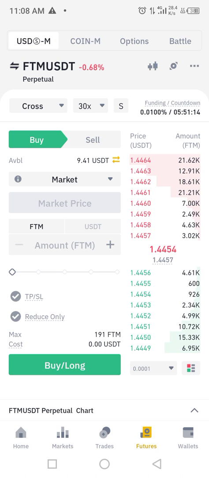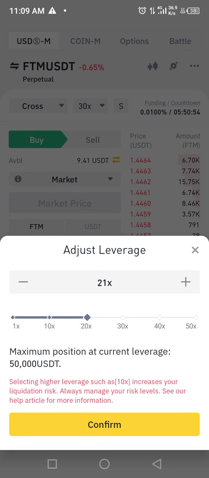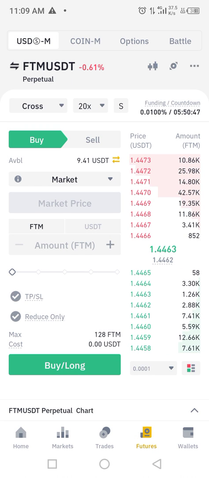So if I use this 30x leverage, this means that my balance will be multiplied 30 times to open a position. I don't actually have 30 times of this money, but by using this leverage, the futures will amplify my position size to 30x. If I use 20x, it will be amplified 20 times. You understand? So maybe then I choose 20x, for example.